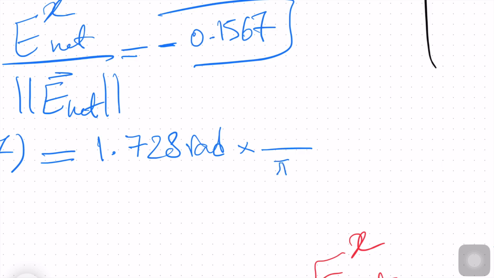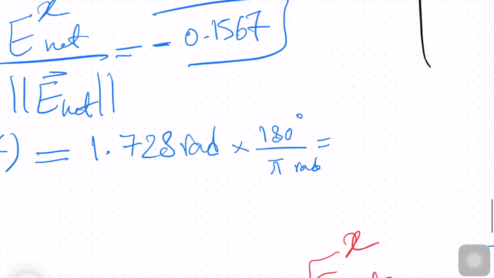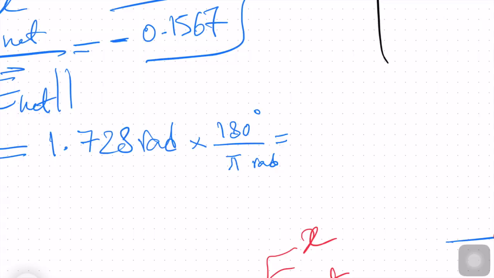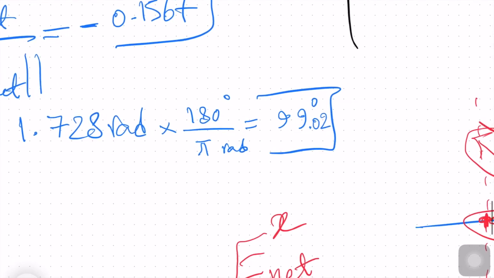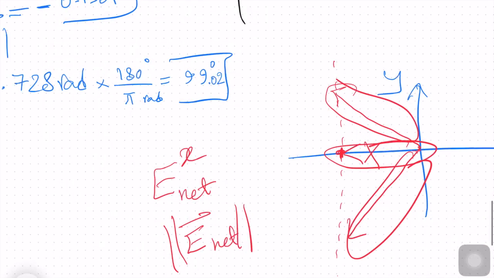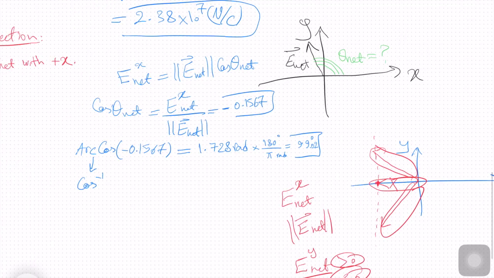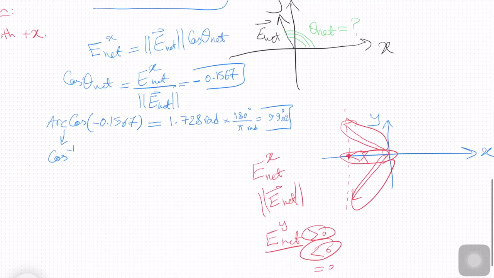So pi radians is 180 degrees. So you can calculate it like this if you want. You should end up with 99 degrees. Okay. It's really 99.02 degrees.